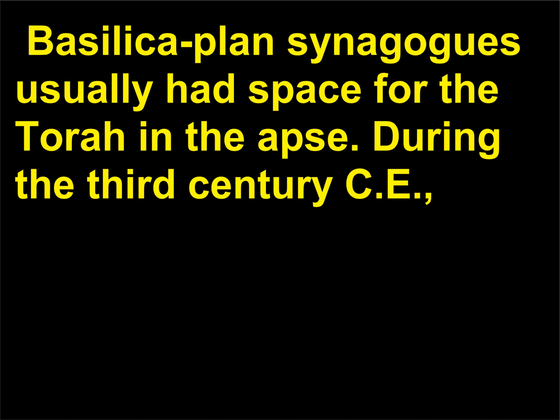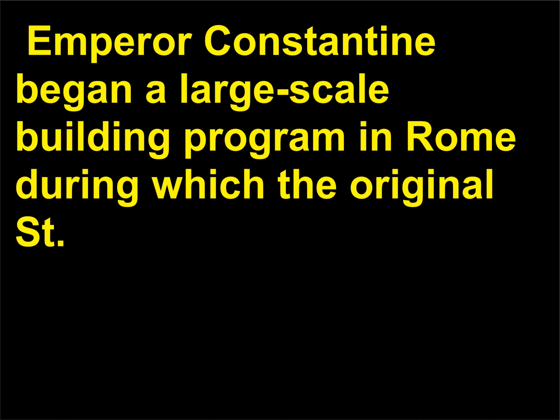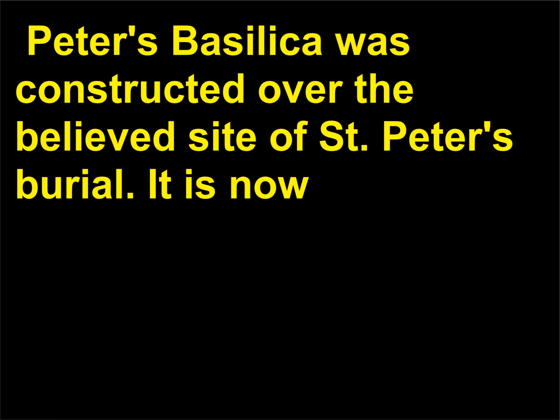During the 3rd century CE, Emperor Constantine began a large-scale building program in Rome during which the original St. Peter's Basilica was constructed over the believed site of St. Peter's burial.